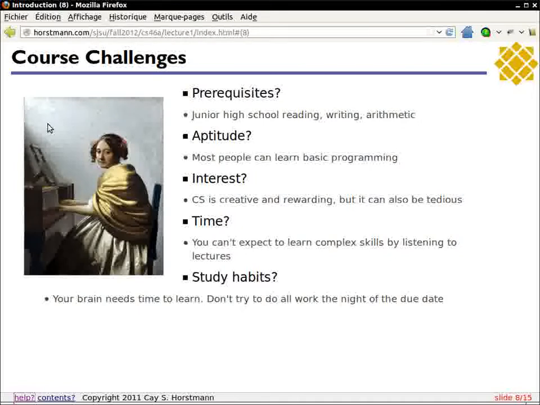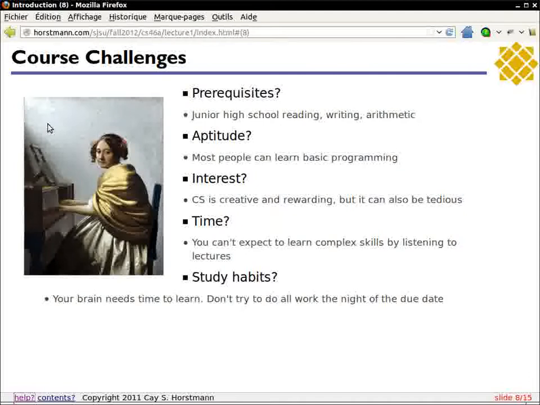So when I teach a graduate course, it's a piece of cake for me, it's a piece of cake for the students, but this course is really hard for everyone, for me, for you. So why is that? Prerequisites actually are not the problem. You're well overqualified to enter this course. You can read, you can do basic arithmetic, that's really all you need. You don't need calculus.